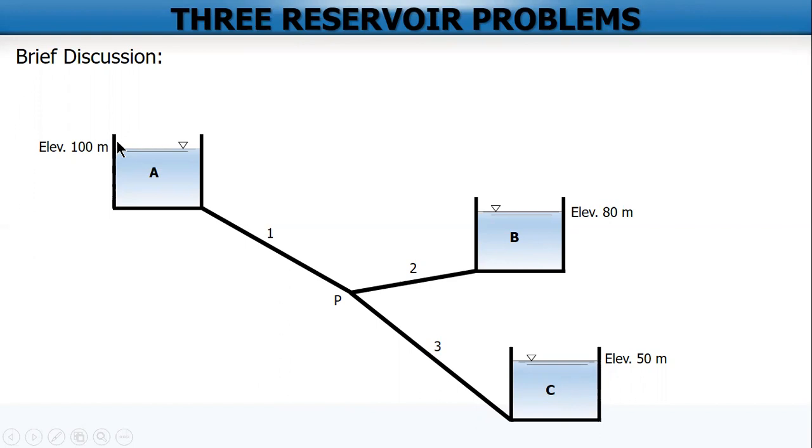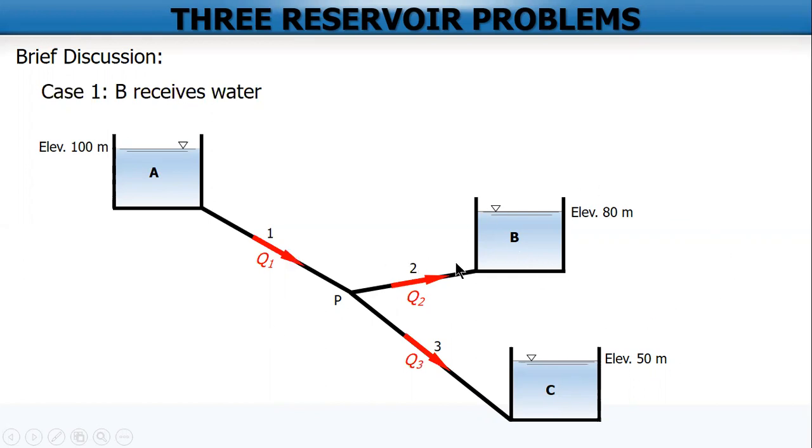So case 1 is this one: B receives water. So that is Q1, and B receives water. And of course, 3 will always receive water. So the only problem here is B.